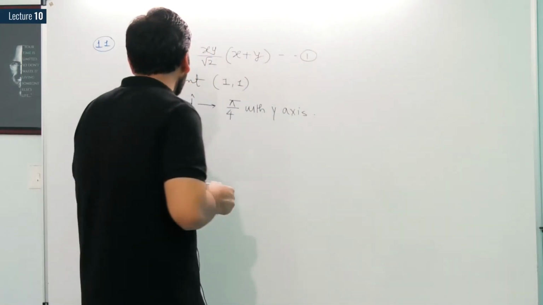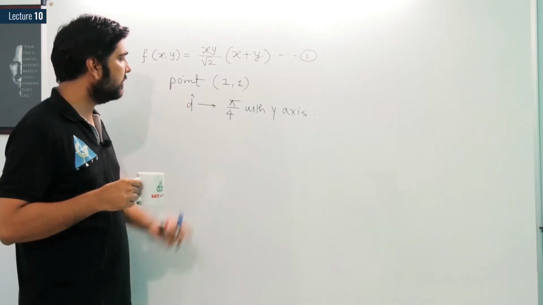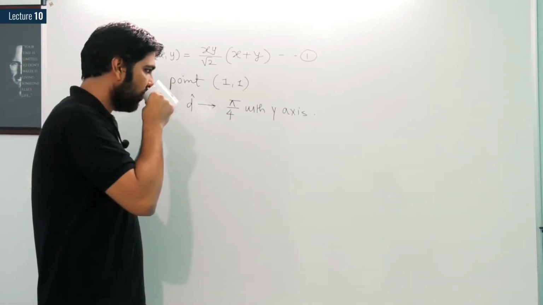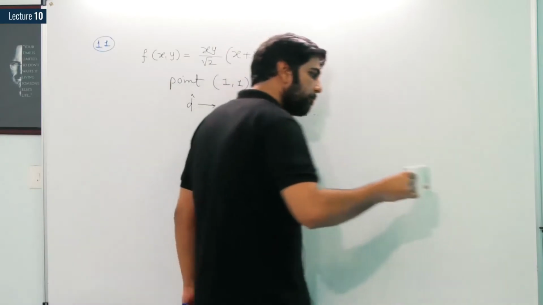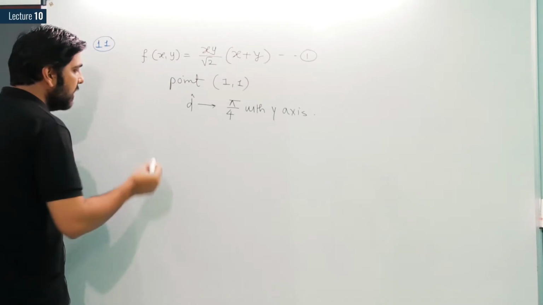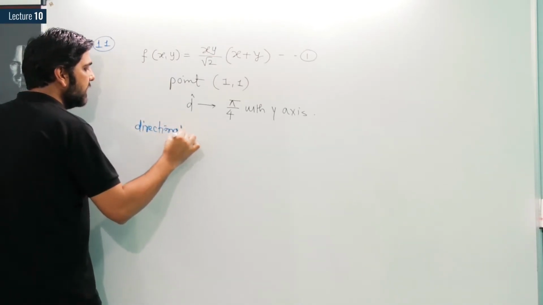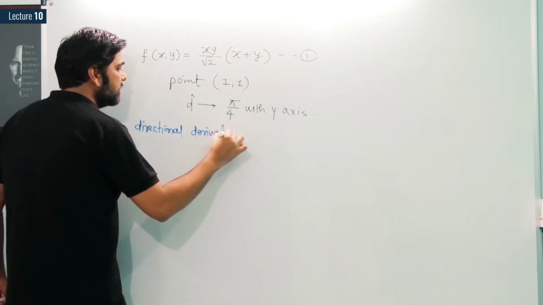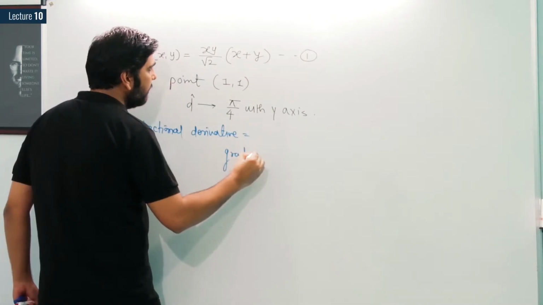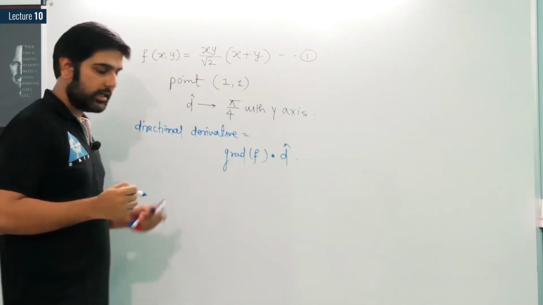Now, so this is the question. We have the function and the point is (1, 1), and we have 45 degrees, that means pi by 4 with the y-axis. Let's start the question. First of all, we need to find the directional derivative. So what is the directional derivative? It is nothing but the gradient of f dot the unit direction.